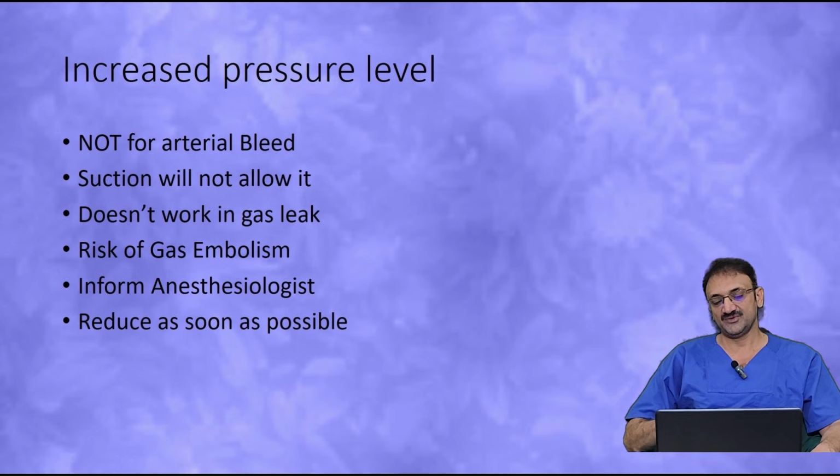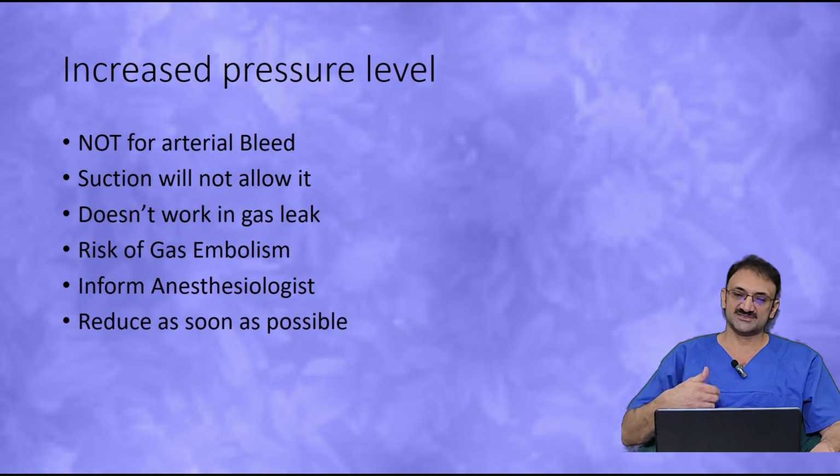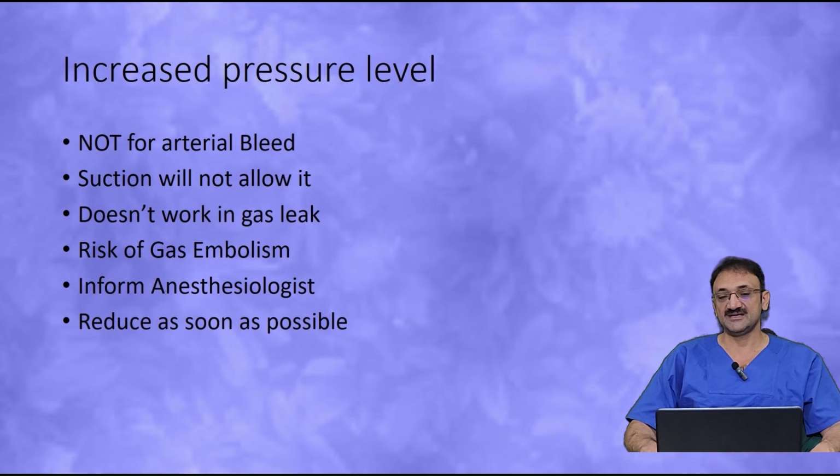And if you are applying suction continuously, and for that matter it is a 10 millimeter suction, then the increase in the pneumoperitoneum is not going to work, because the same amount of gas which is coming in is going out, or even the amount which is going out is even greater than what gas is coming. So continuous suction will not allow an increase in the pneumoperitoneum, and you must keep that in mind. And it doesn't work if there is any gas leak.